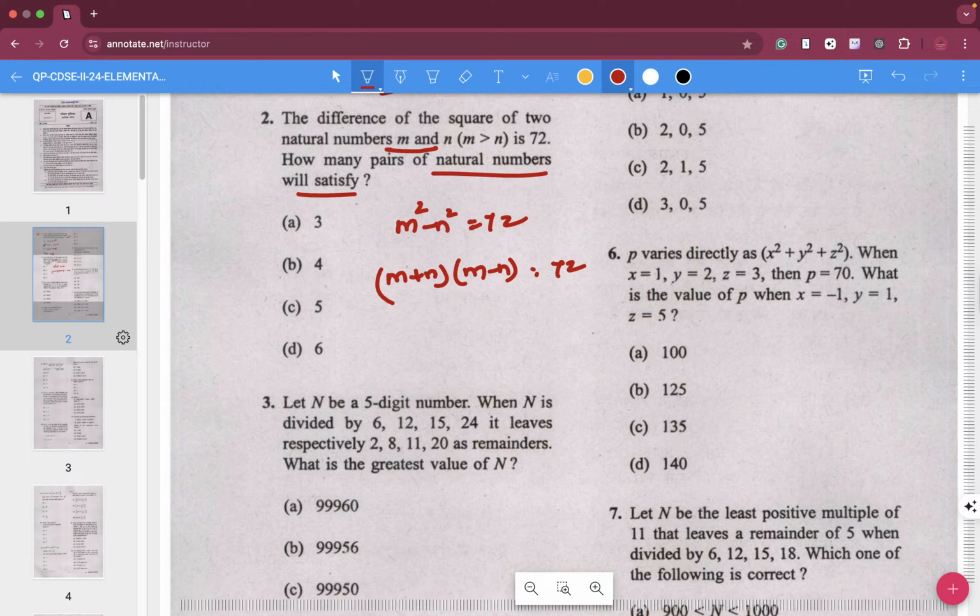Now 72 can be written as 72 into 1, or otherwise 36 into 2, or 24 into 3, or 18 into 4, or 12 into 6, or 9 into 8.